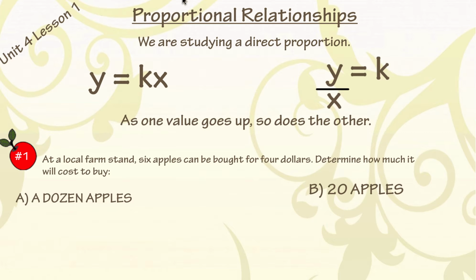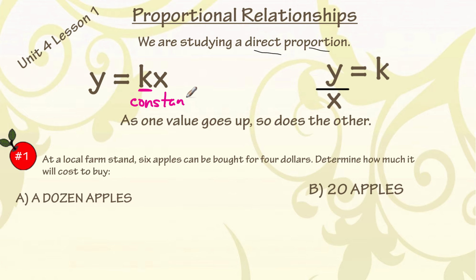Okay, we're going on to chapter 4, and we're getting into a lot of graphing. But the first thing we want to learn about is proportional relationships. So we are going to look at direct proportions. And we have some formulas down here for direct proportion. Y equals kx, where k stands for a constant.